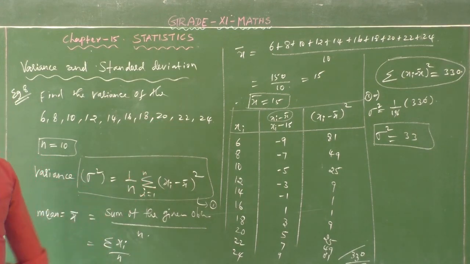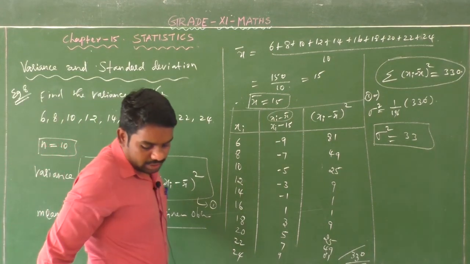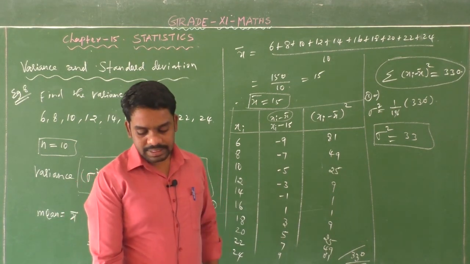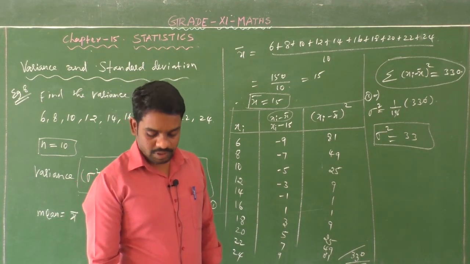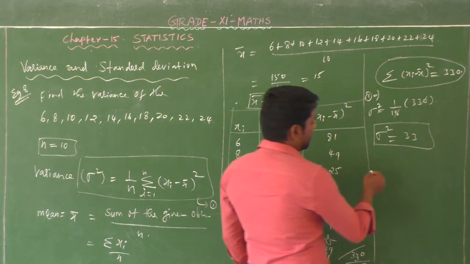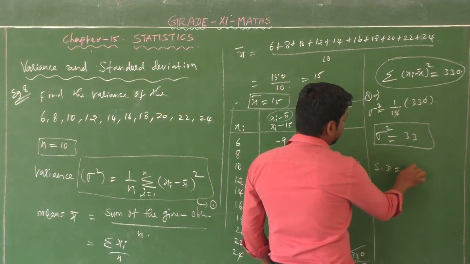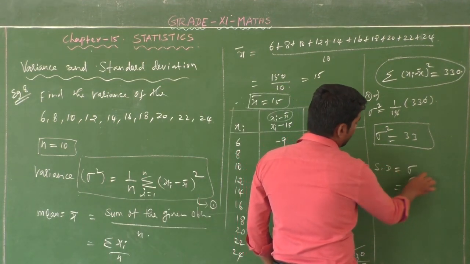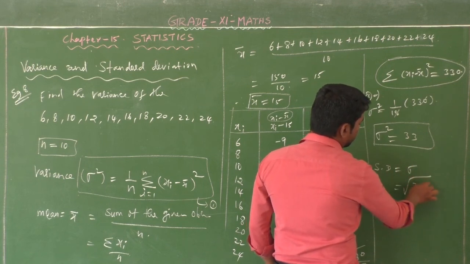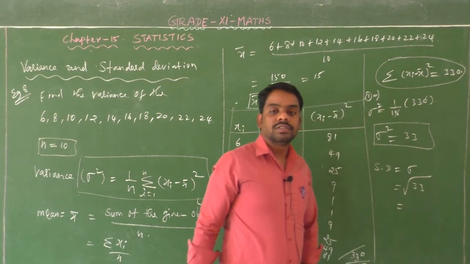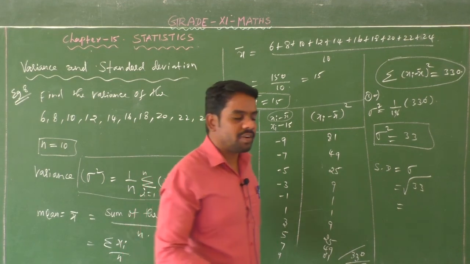This is the variance. Okay? And also find the standard deviation. Standard deviation is sigma, that is the square root of the variance value 33. The square root of 33 is 5.74.